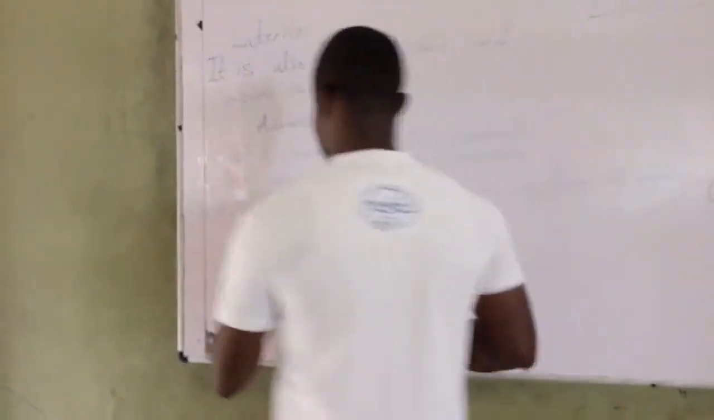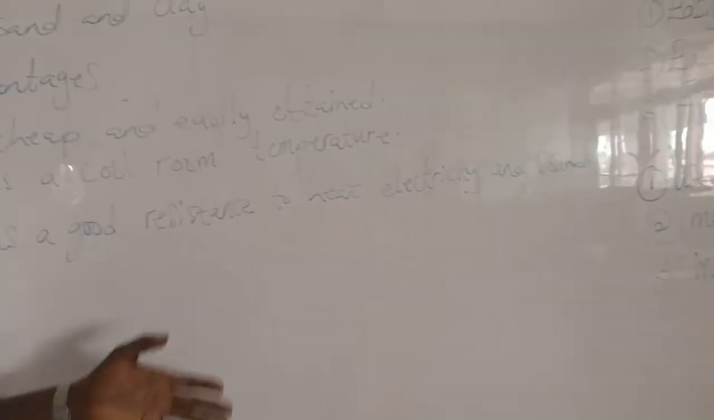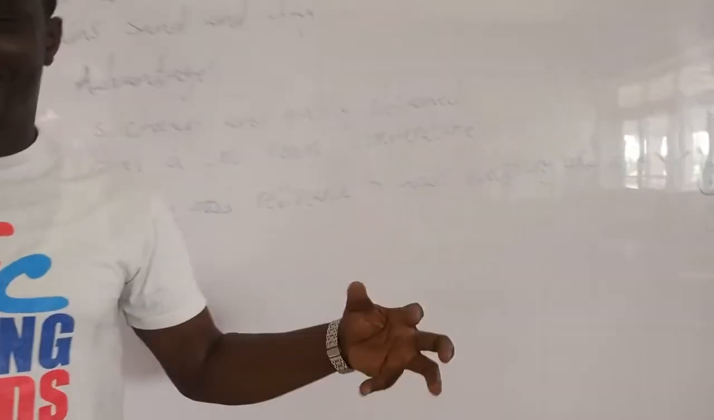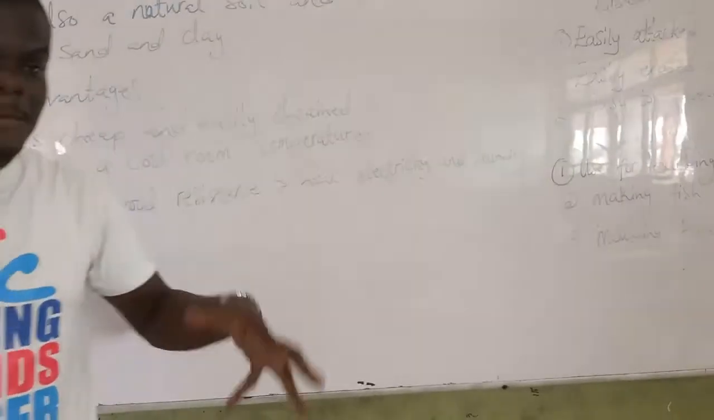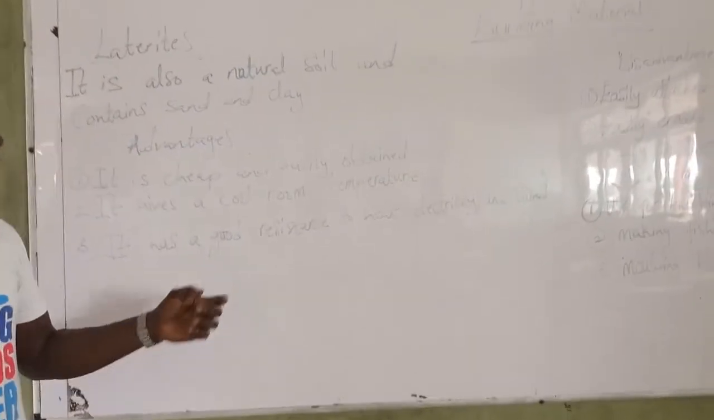Then 3, it has a good resistance to heat and electricity. Because it resists heat and electricity, that is how come the room is always what? Cool. So that is how come the room is always cool.